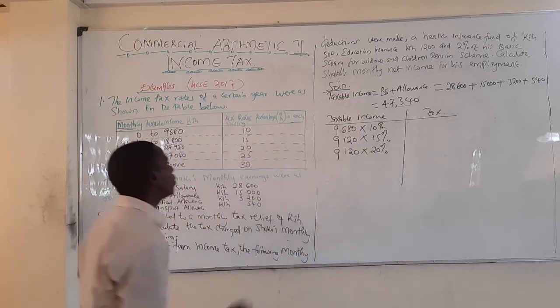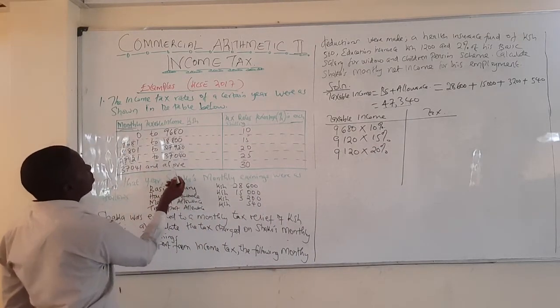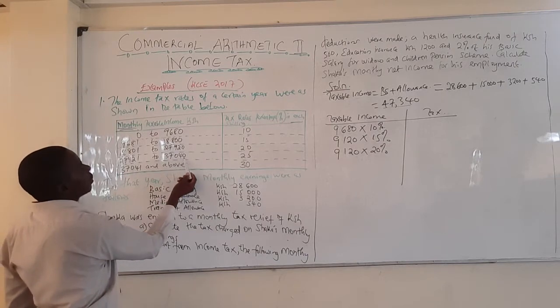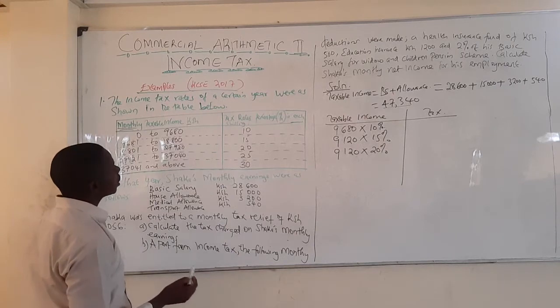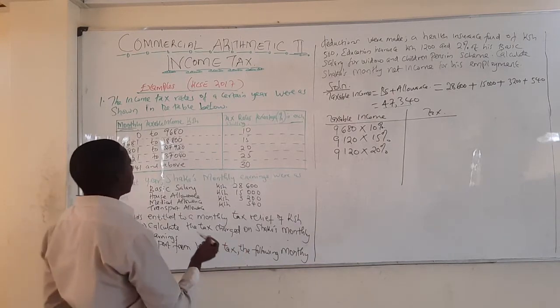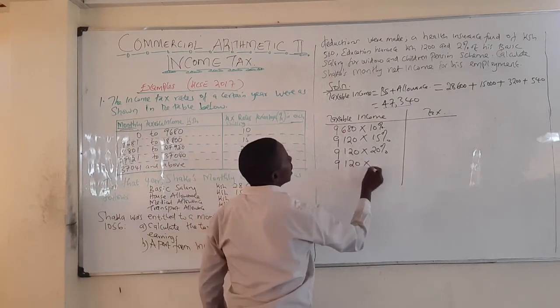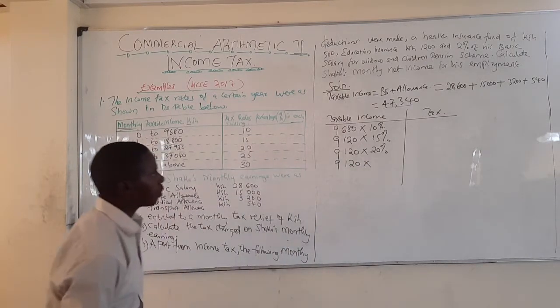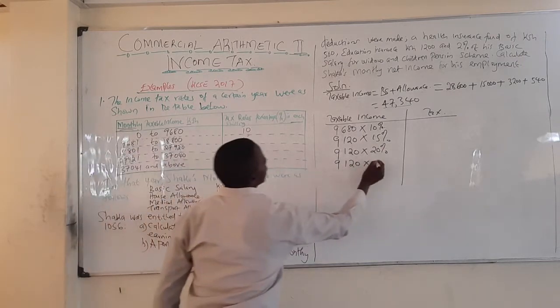Then you go to the fourth bracket. What are you going to tax in this bracket? You're going to be having that 37,040. We subtract the 27,920, and we're going to get the same figure there, 9,120 times 25%.